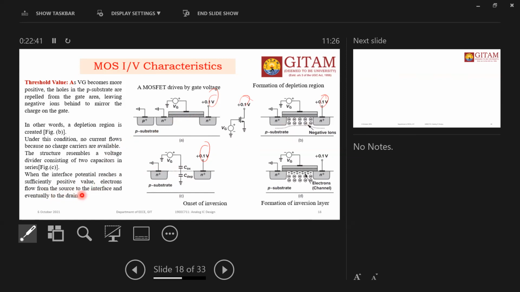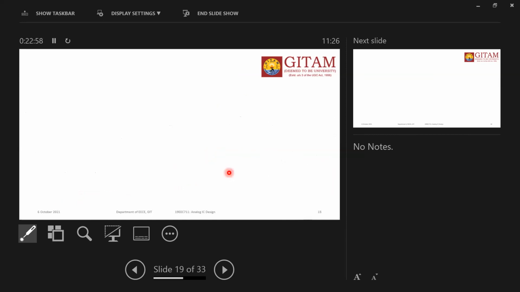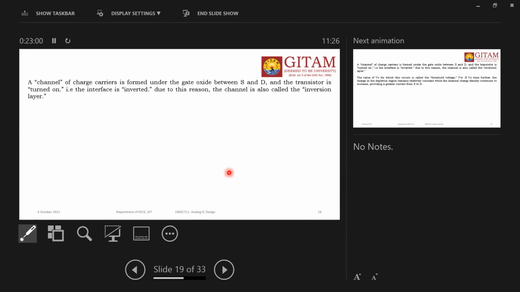Electrons flow from the source to the interface and eventually to the drain. This is the electron flow from the source to the interface, and from the interface to the drain. This is the path. This is the threshold. So a channel of charge carriers is formed under the gate oxide between source and drain, and the transistor is turned on.